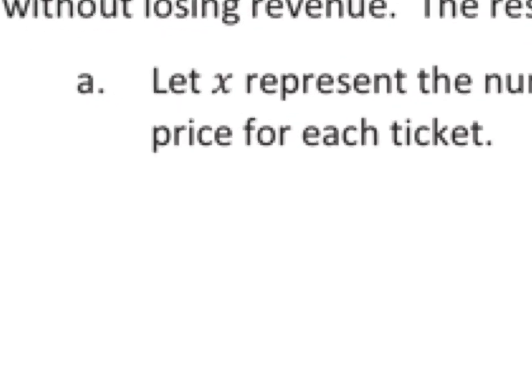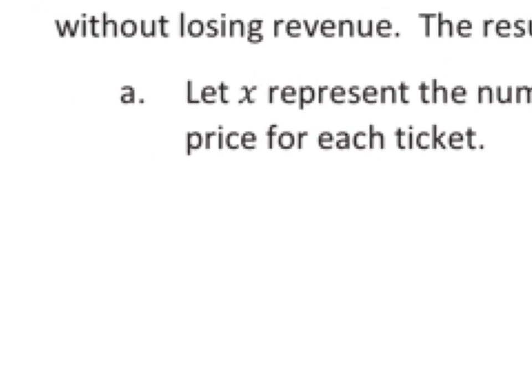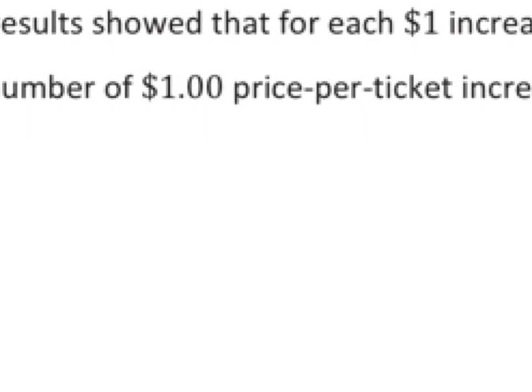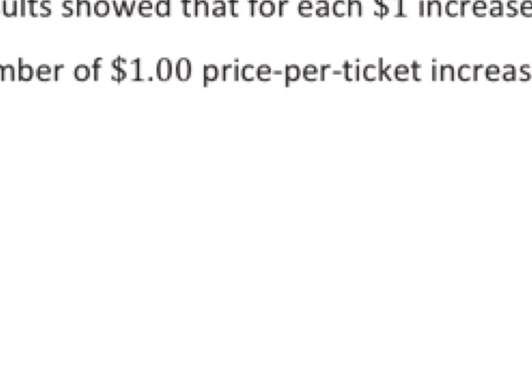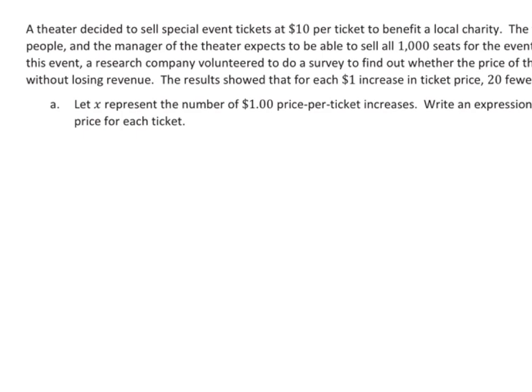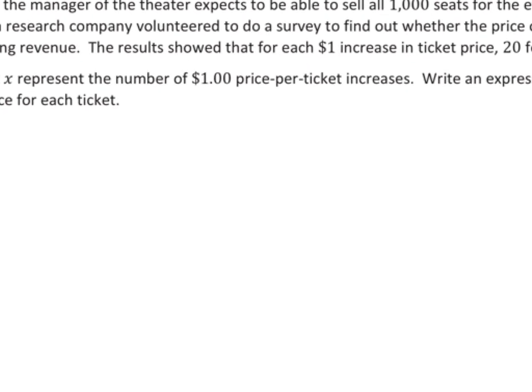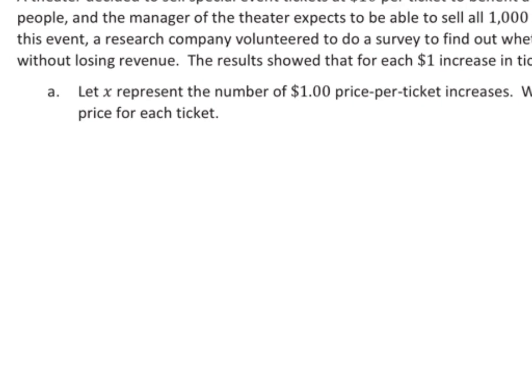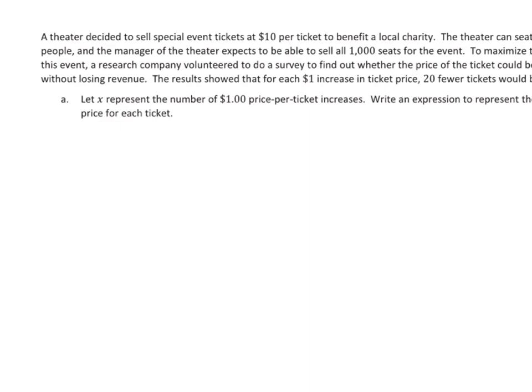So here's the first part of the problem. Let X represent the number of $1 price per ticket increases. That's your very first thing. X equals the number of $1 price per ticket increases. The number of times we're increasing the price of the ticket by $1. So write an expression to represent the expected price for each ticket.